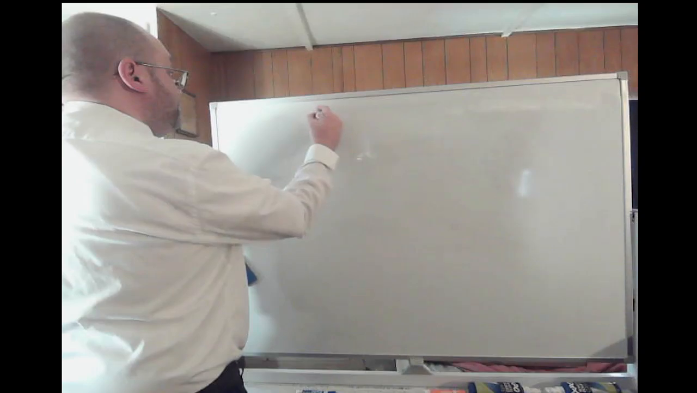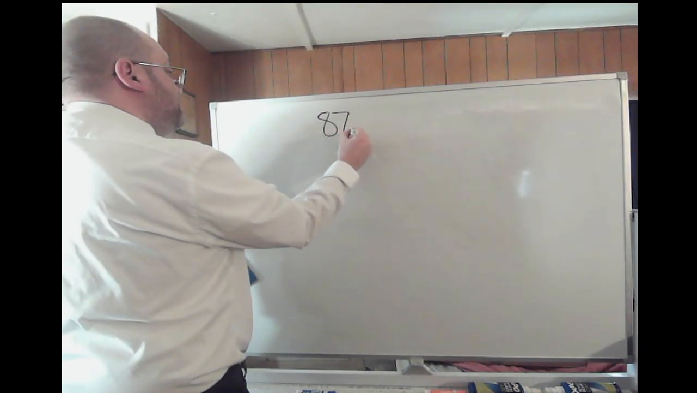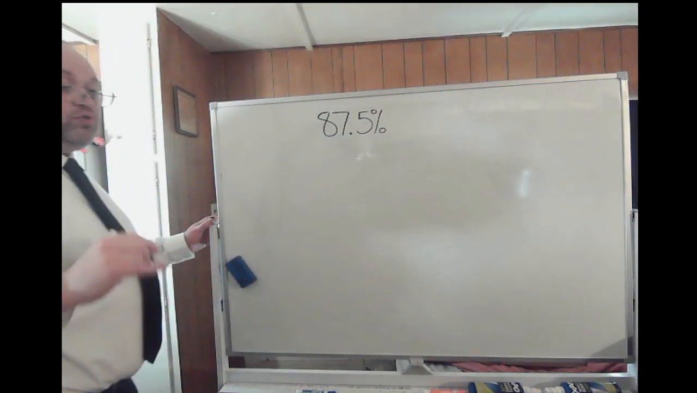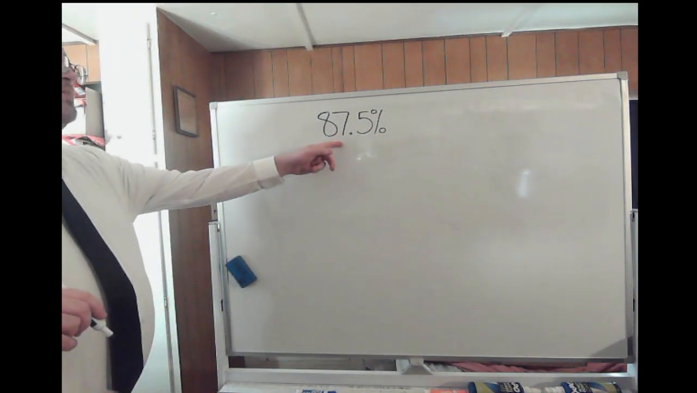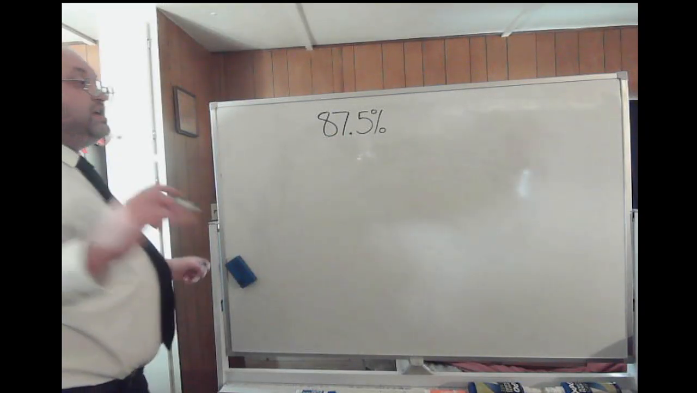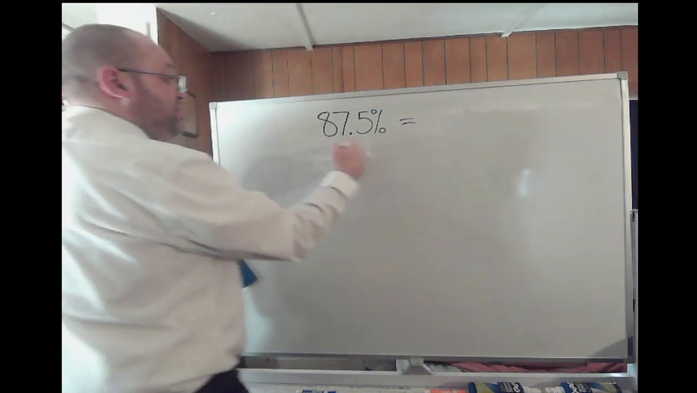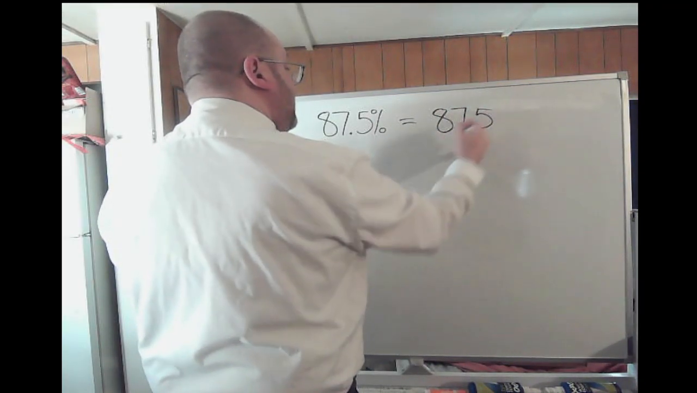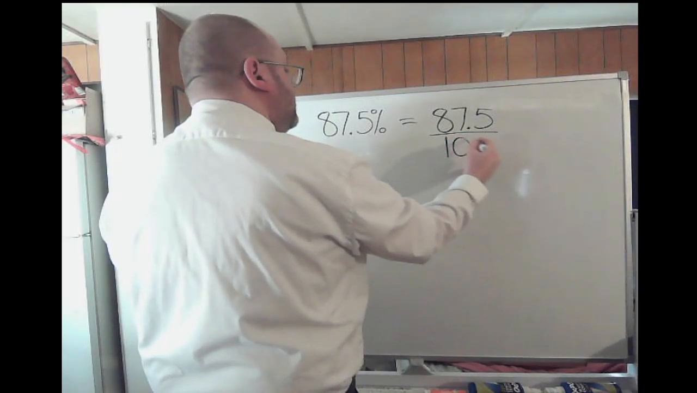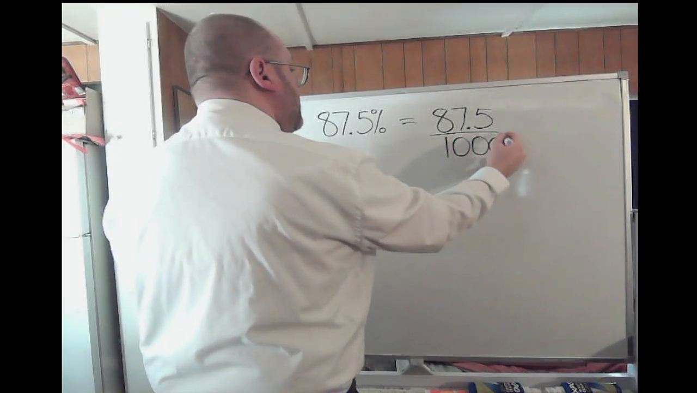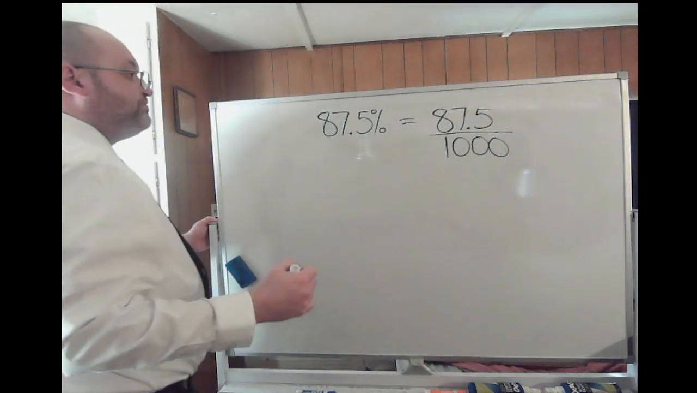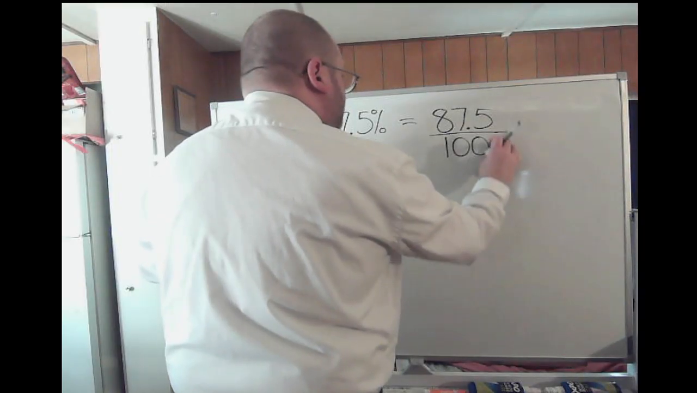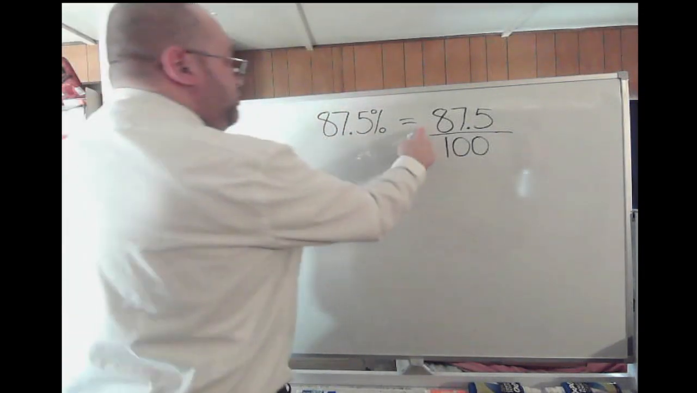Okay, now what if we had something like this? We have 87.5%. So we have 87.5%. Suddenly we don't have a whole percent anymore. We have a half a percent. Well, what you're going to do still, this is 87.5 out of 100. What we got, whoops, I wrote 1,000. I'm sorry. I did not mean to do that. I'm jumping ahead of myself. It's 87.5 out of 100.